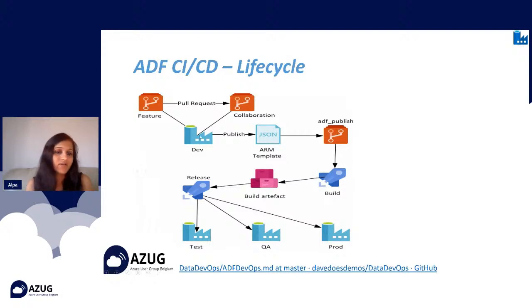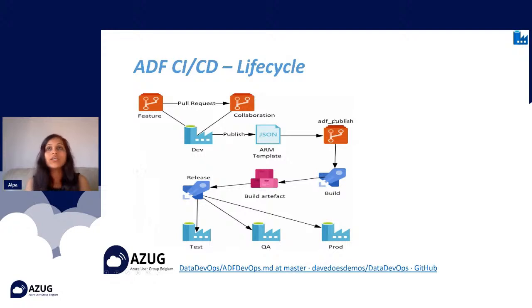So if I want to make a new change in the dev data factory, I need to create a feature branch. In the feature branch I apply my code and then create a pull request. Once the pull request is approved, my code goes into the collaboration branch. Once you have your code in the collaboration branch, you have to manually go to your dev factory and click the publish button. Once you click publish, it will automatically generate ARM templates, and your code will go into the adf_publish branch.